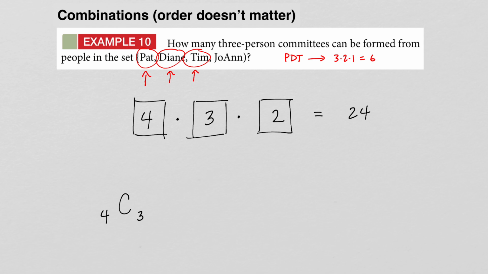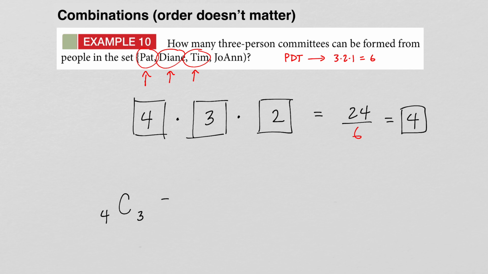So what we have to do is take the total number that we get, which is 24, and divide it by this number 6. And that is going to give us only 4 choices. Okay? So there's a formula for this.